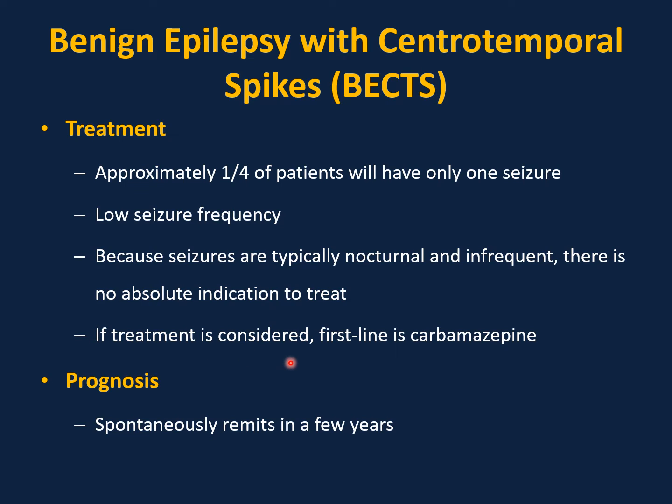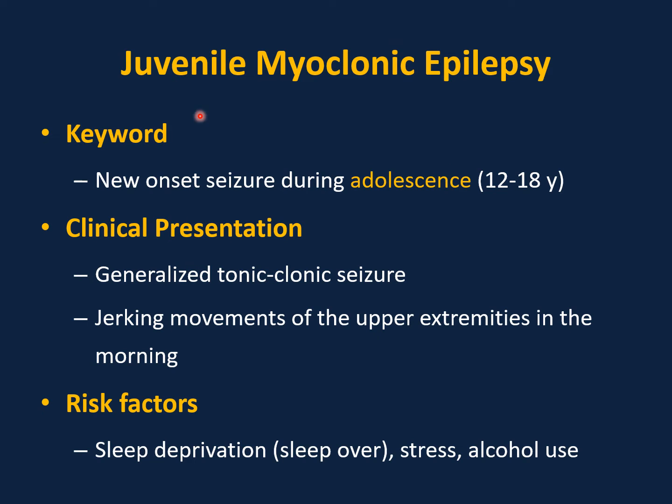If treatment is considered, first line is carbamazepine because it's a partial or focal seizure. Prognosis: spontaneously remits in a few years. Juvenile myoclonic epilepsy, the key word here is new onset seizure during adolescence. This is the key word. So the onset of the seizure is during adolescence, between 12 to 18 years of age.